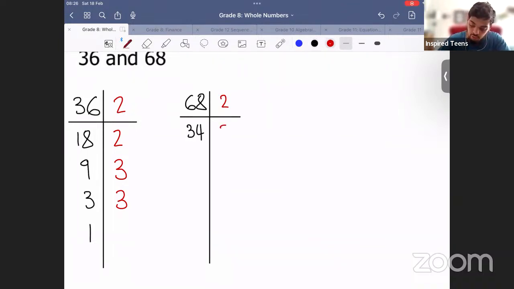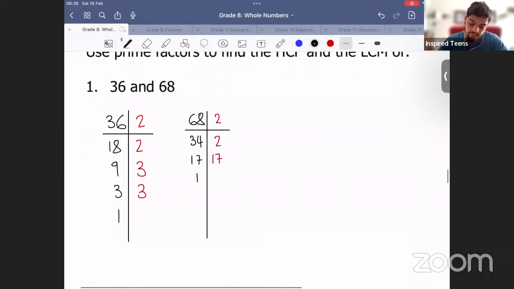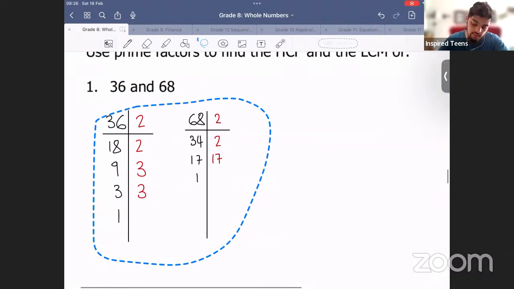I divide 34 by 2, and I get 17. Okay, now, of course, 17, right? 17, no prime number can go into it. That's because it is a prime number itself. So I can divide it by 17 to get 1. Okay, let's just copy these for LCM as well.